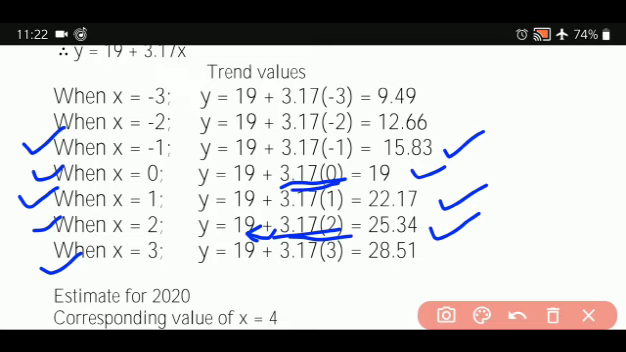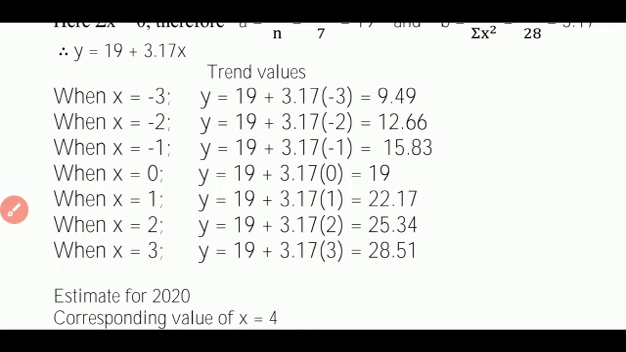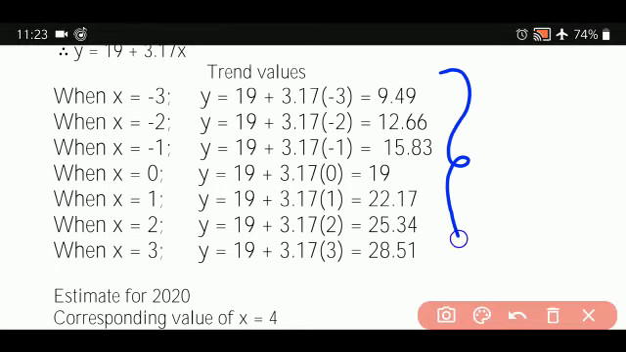Then the last one, when x is equal to 3, 3.17 into 3, you multiply, then add to 19, you get 28.51. These are the trend values. Yes, they have asked for these trend values. When you get the final equation, you are getting the trend values.